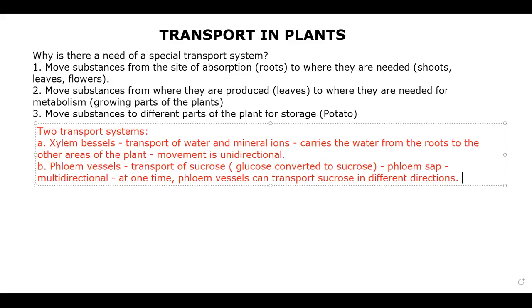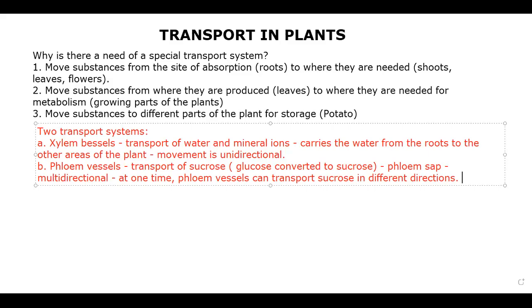Xylem vessels are unidirectional, meaning that the water will only go in one direction, that is away from the roots. In phloem vessels, the sucrose is carried away from the leaves. It can be carried towards the leaf. It can be carried towards the root. It can be carried anywhere at all, right? So that is an important difference that is present in both your transport system, xylem system, and your phloem system.